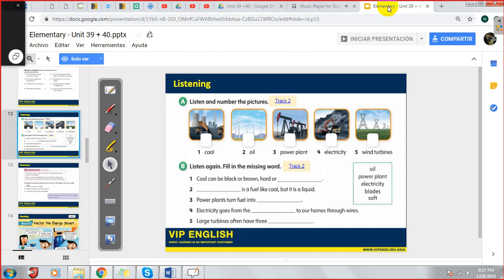4, Electricity goes from the power plant to our homes through wires. We use the electricity to run many items such as lights, heaters, and computers. 5, Wind turbines make electricity when the wind blows. Large turbines often have 3 blades. Some wind turbines are together in groups called wind farms.